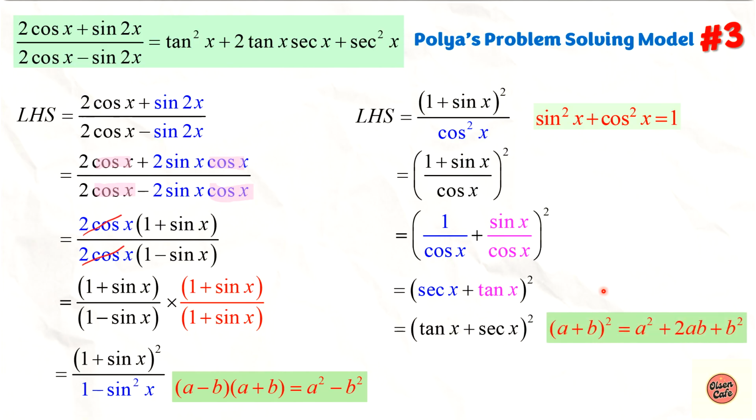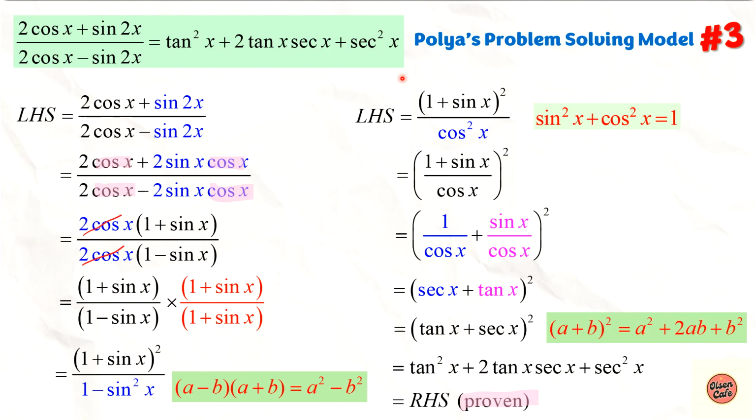Now, again, I'm going to just use an algebra identity. I know that (a plus b) squared is equal to a squared plus 2ab plus b squared, which means I'm going to expand this. So this will give us tangent square x plus 2 tangent x secant x and then plus secant square x. Isn't it? This is actually equal to our right hand side here. So with this, I'm done and I have proved the expression.